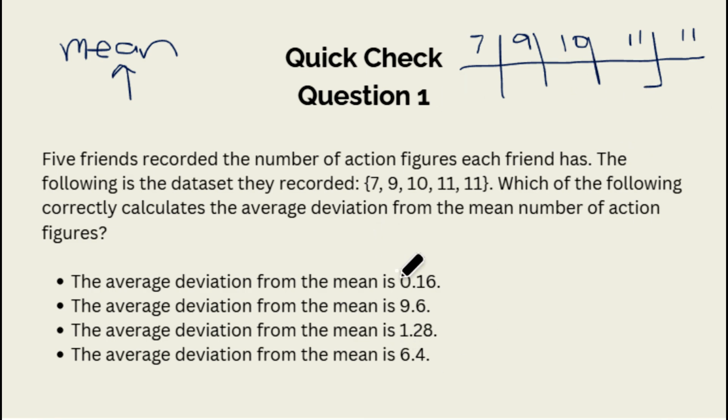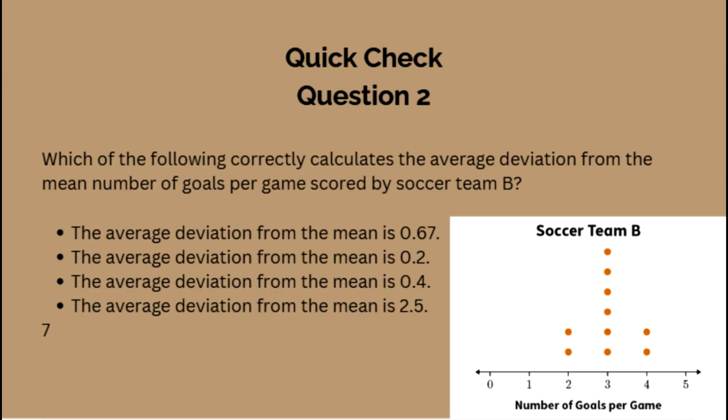Okay? These are probably shuffled, so make sure you find the right answer, not just go, oh, it was number 3 on her video, so it must be number 3 on mine. No, use your brain. Quick check question 2. Which of the following correctly calculates the average deviation from the mean number of goals per game scored by soccer team B? So again, you're going to find your mean.